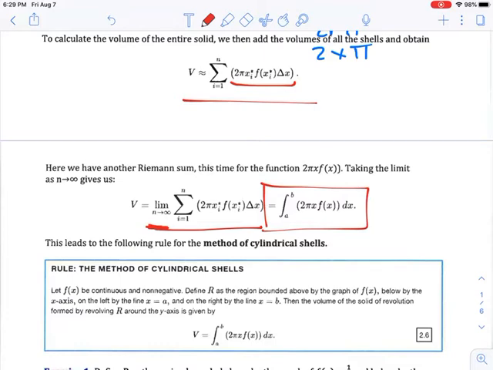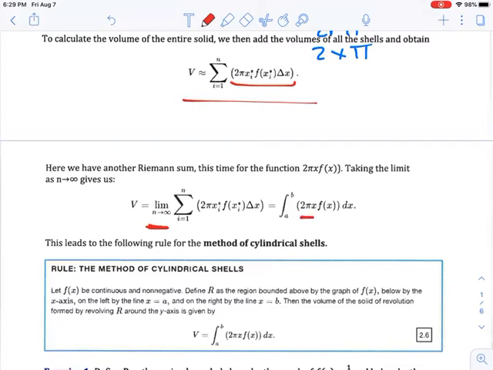Now, it helps to have an idea as to where these formulas are coming from, so that when you're looking at the formula and you're looking at a problem, you can figure out all of the various pieces. So just looking at this formula, let's dissect it. 2 pi is a constant. The 2 pi comes from the length. The x is the radius.